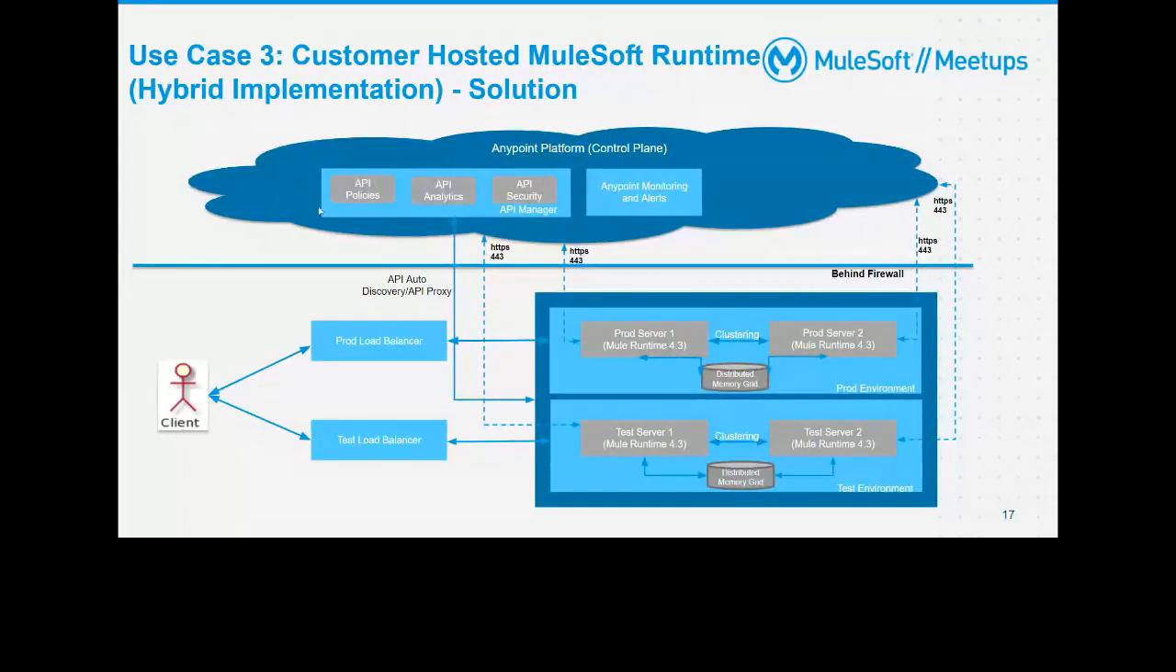Then we also have to enable the API enforcement policy. So we pair this customer-hosted Mule runtime application with the API manager using API autodiscovery. If you want to use an API proxy, we can do that also, and then we can apply the policies. So this is my control plane and this is my data plane. You can easily pair a control plane and data plane. It's very simple, right?